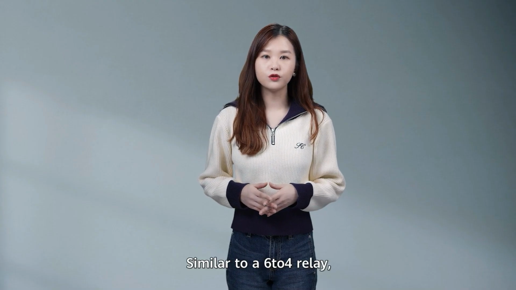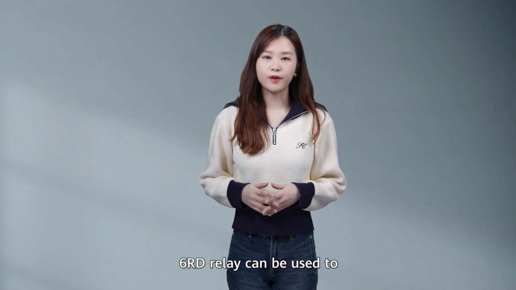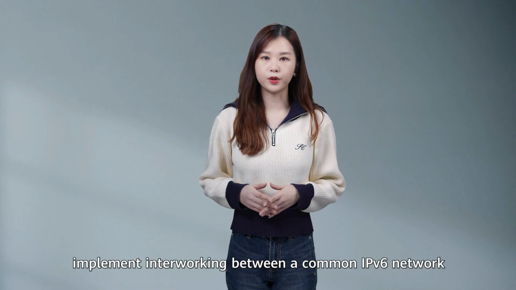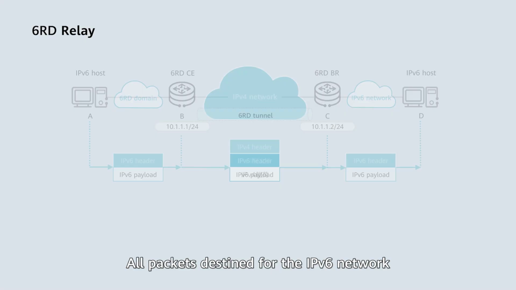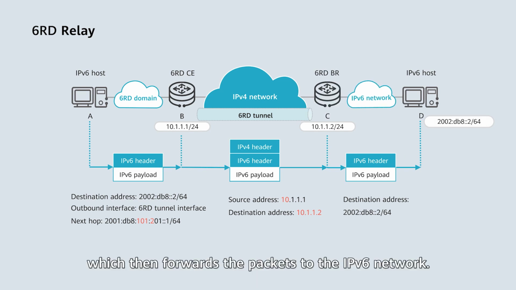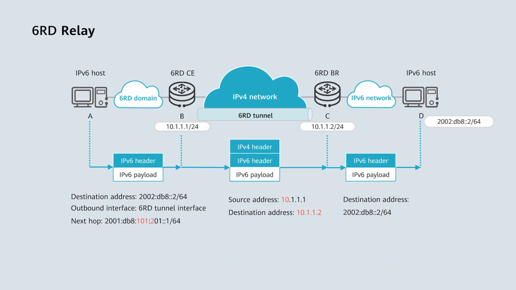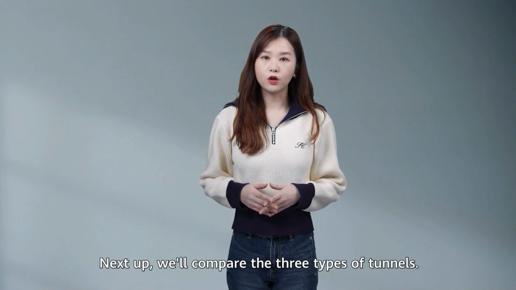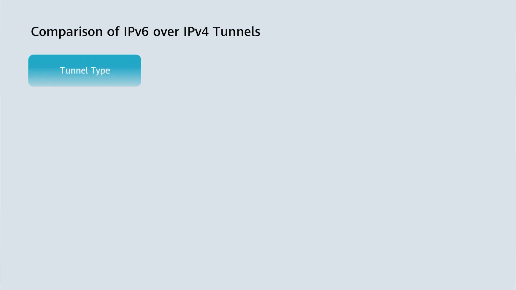Similar to a 6to4 relay, a 6RD relay can be used to implement interworking between a common IPv6 network and a 6RD domain. All packets destined for the IPv6 network are forwarded to the 6RD BR router, which then forwards the packet to the IPv6 network. Next up, we'll compare the three types of tunnels.